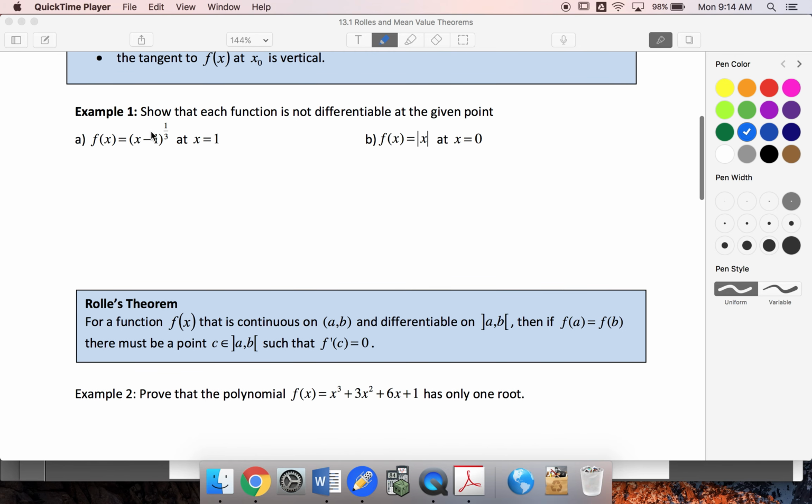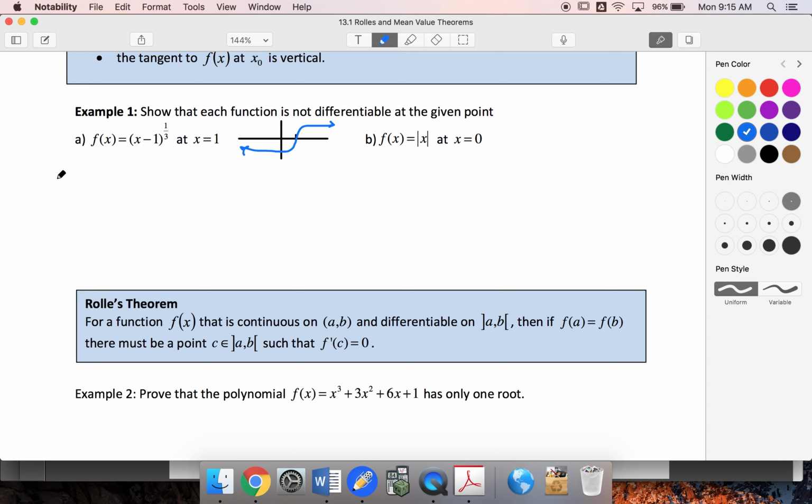The cube root of x minus 1, this graph looks like this. Let me put in a quick sketch here. So here's some axes at x equals 1. What this graph looks like is something like cube root of negative 1 is negative 1, and it goes vertically up. So at this point, I have a vertical tangent.